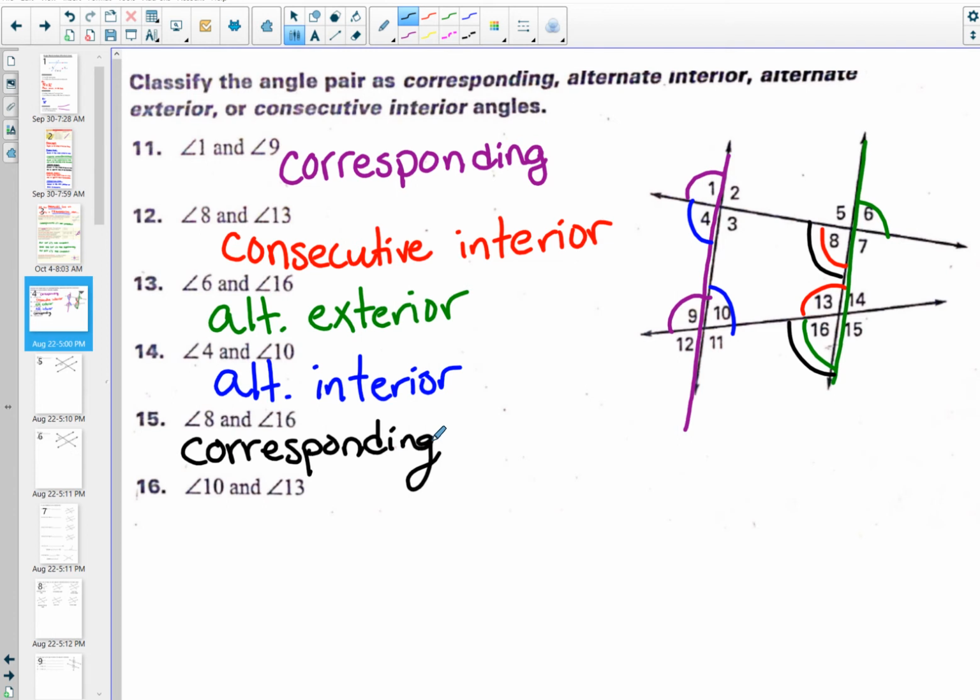Okay. We look at 8 and 16. If I slide it down, it's both going to be beneath that, and they're both on this side of that green line, right? So it's on the same side. We just slide it down, and we have them overlapping.